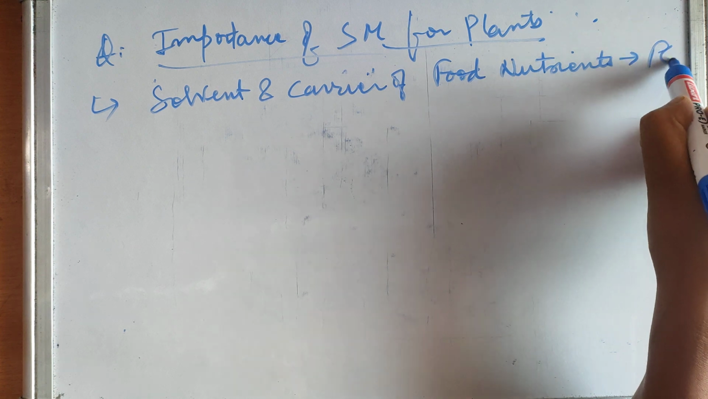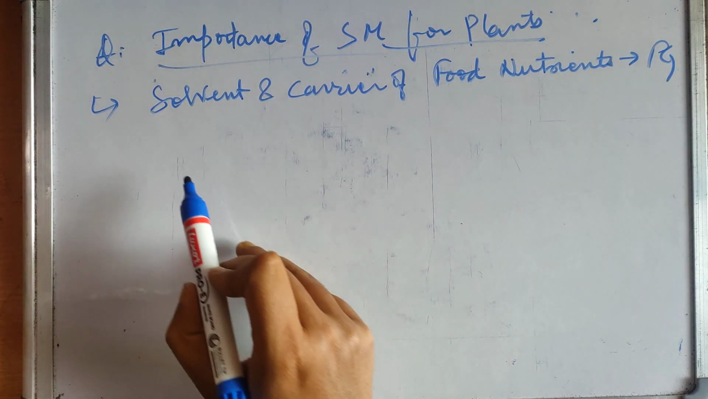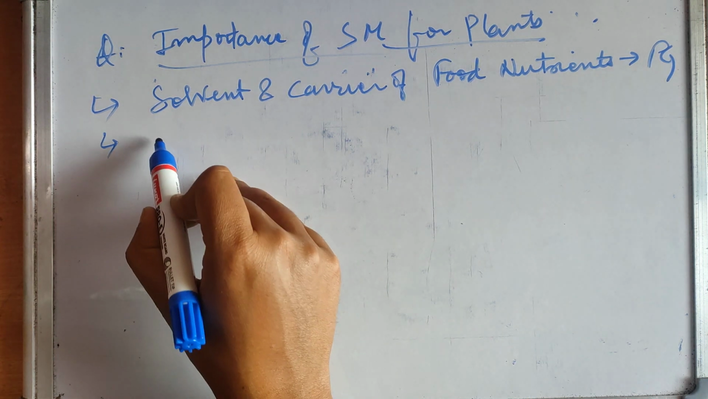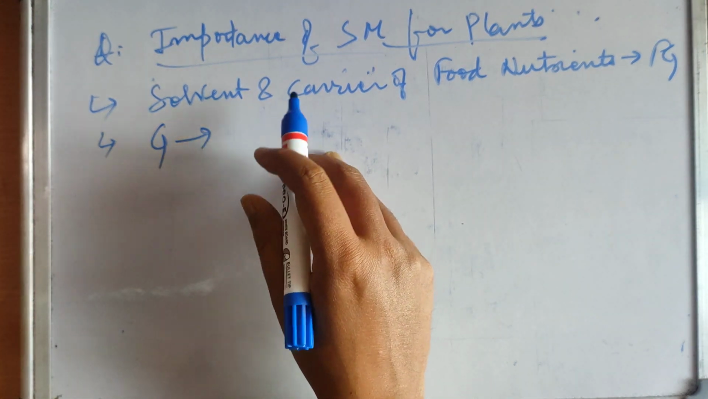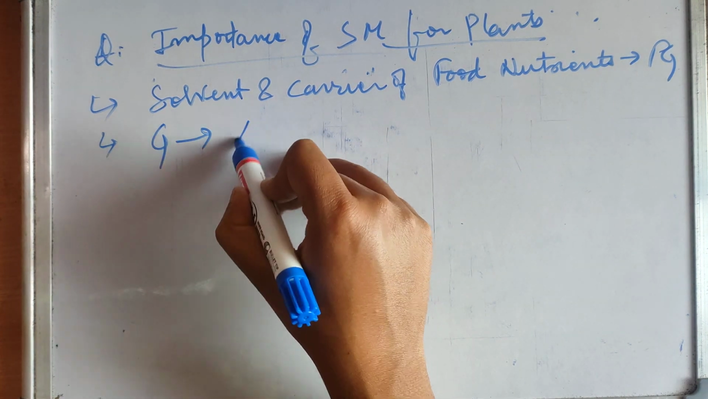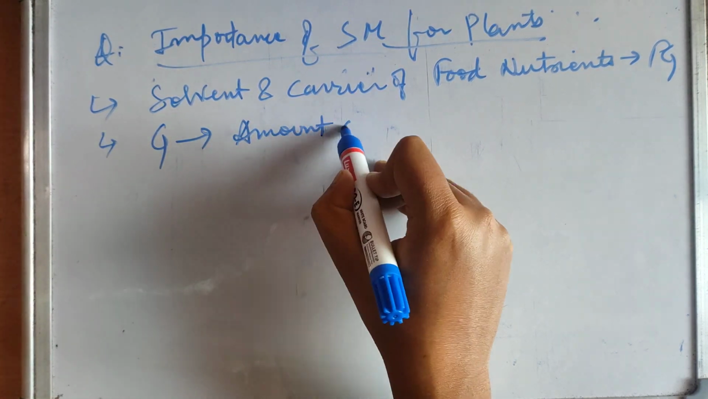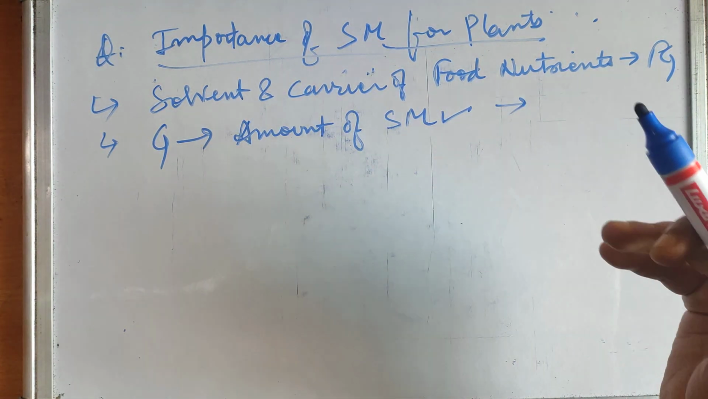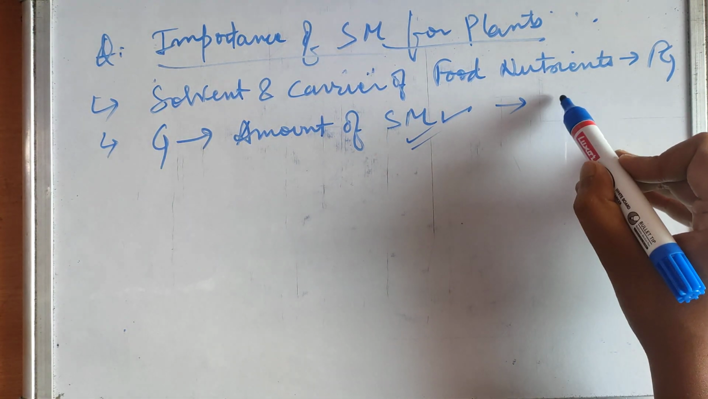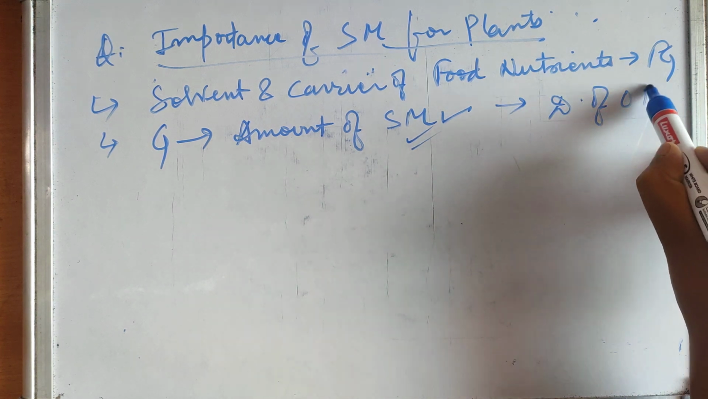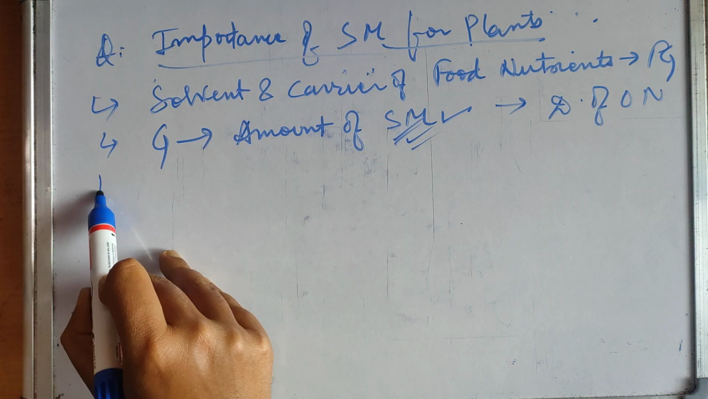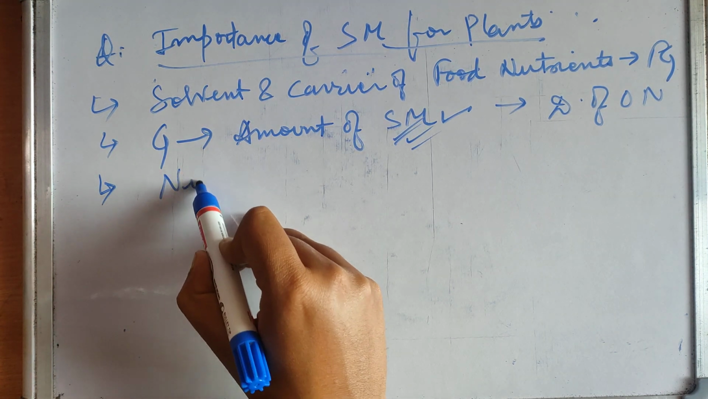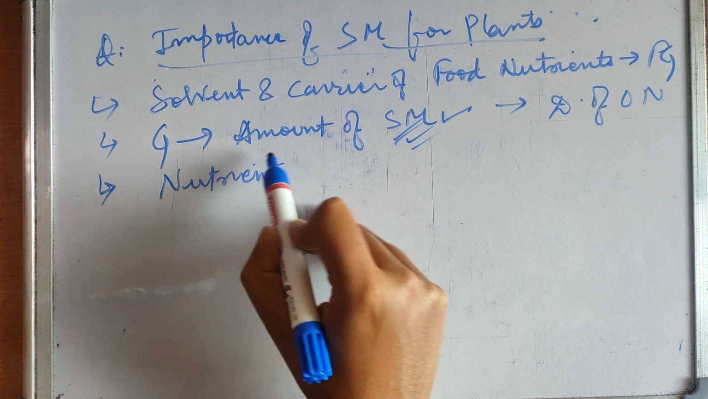For plant growth, the growth of a plant is more often determined by the amount of soil moisture available rather than deficiency of other nutrients. So soil moisture is more important than the deficiency of other nutrients, so it acts as a limiting factor. It acts as a nutrient itself.